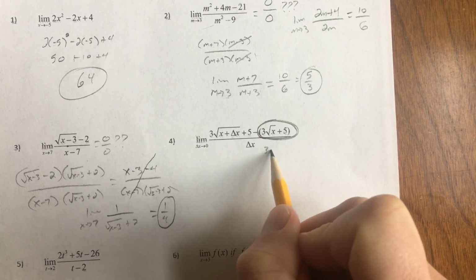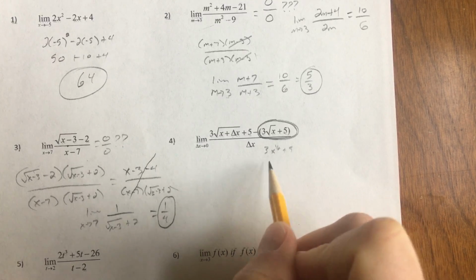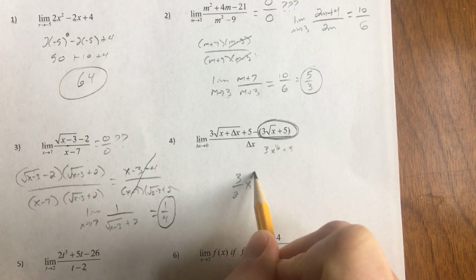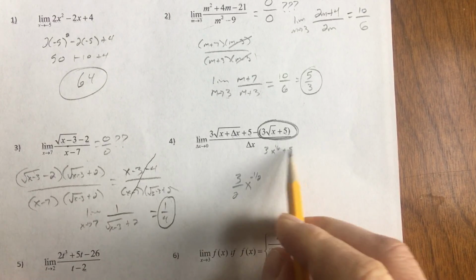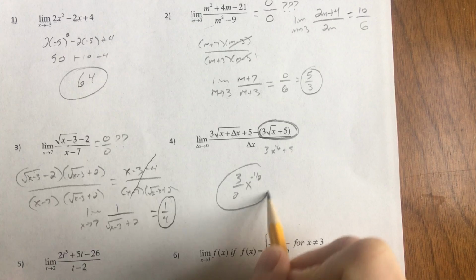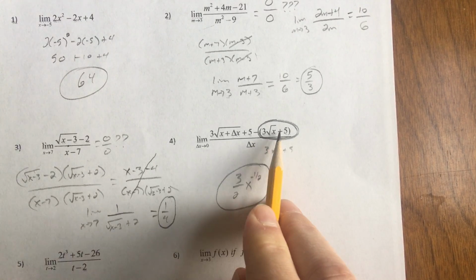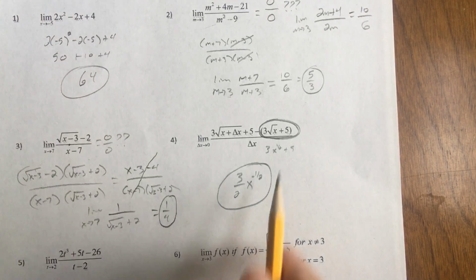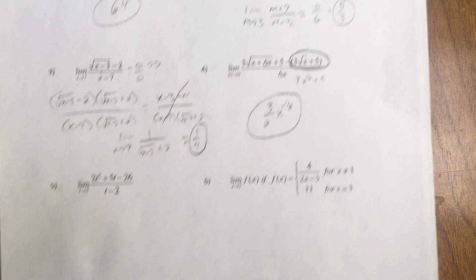If I rewrite that as 3x to the 1/2 plus 5, the derivative, bring the half down, 3/2 x to the -1/2, and then the derivative of 5 is 0. That's the derivative of that function, which is what this limit is representing. Okay? So we want to kind of recognize that in the moment.